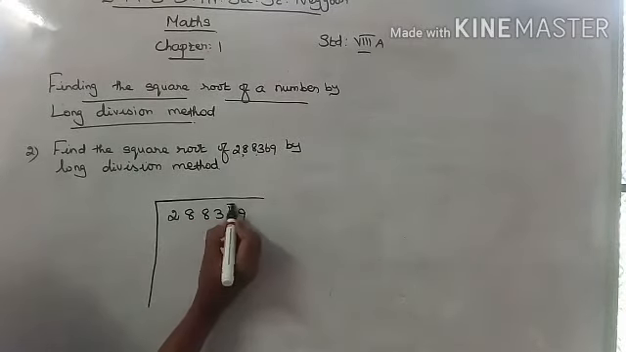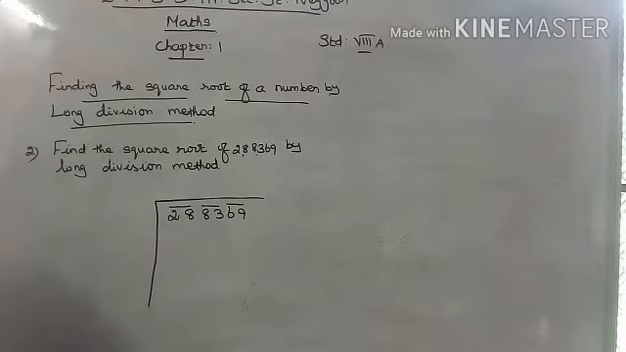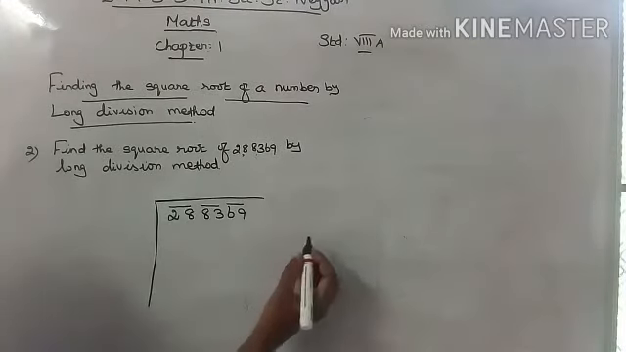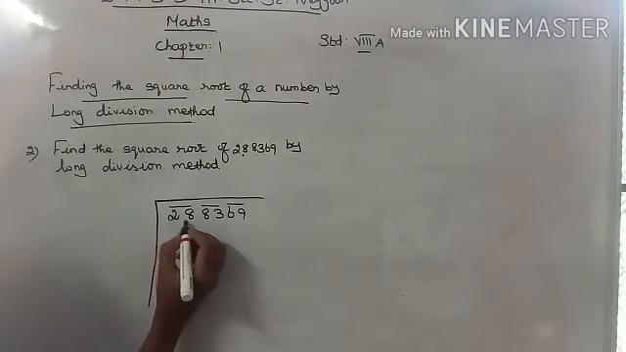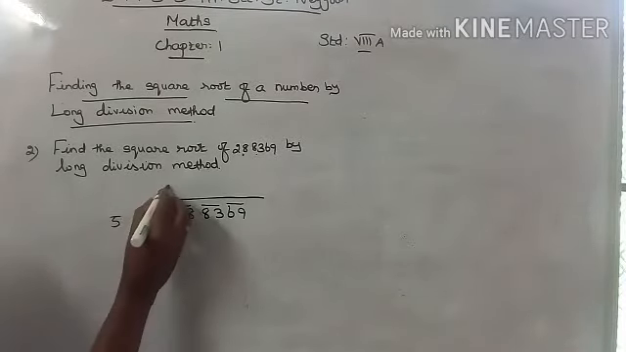Starting from the unit place, this is one pair, this is one pair, and this is also one pair. So there are three pairs in total. Take the first, 28. Use the square root table. How many times do we get the square number for this 28? Take the nearest number. 5 5s are 25, but 6 6s are 36. You take 5 5s are 25.